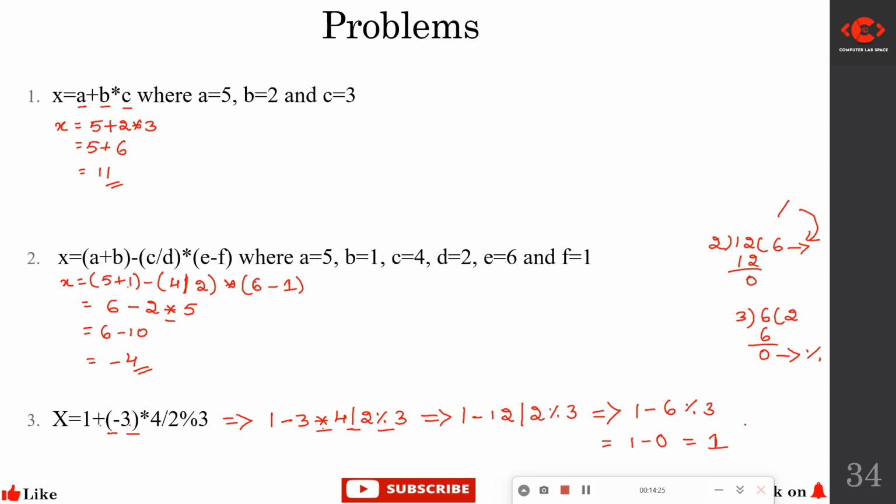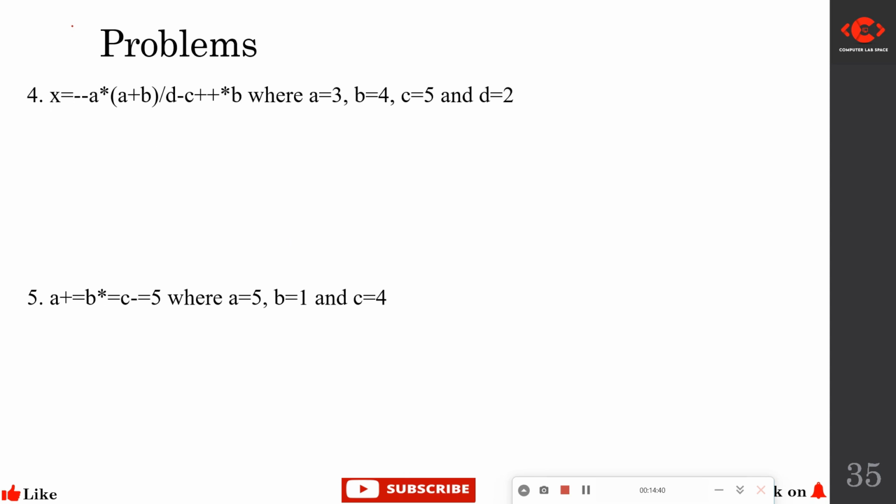Is it clear how I have solved? Let us go to the next problem. If you have any queries or if you are not able to solve, kindly put it in the comment section. I will definitely solve it and reply to you. Okay, next comes the next problem.